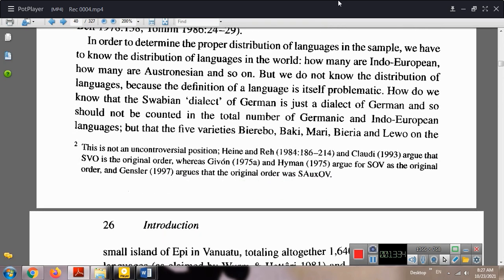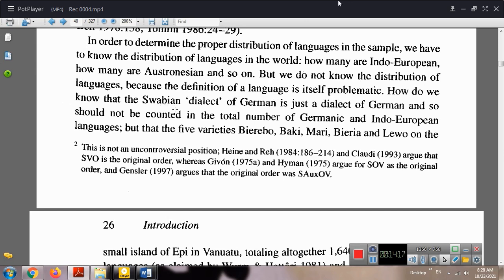In order to determine the proper distribution of languages in the sample, we have to know the distribution of languages in the world. How many are Indo-European? How many are Austronesian? And so on. But we don't know the distribution of languages because the definition of a language is itself problematic.